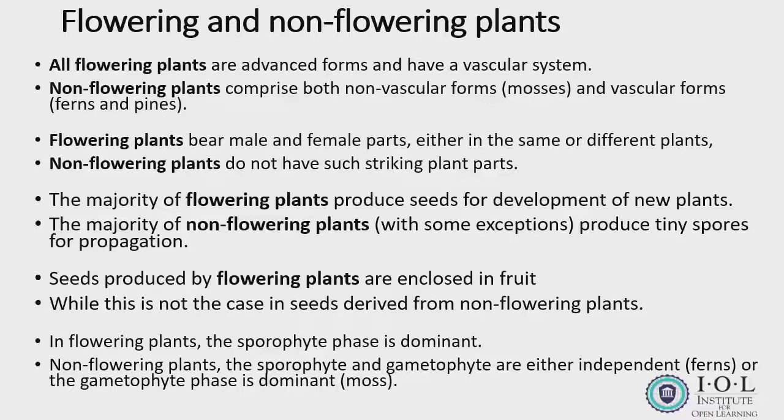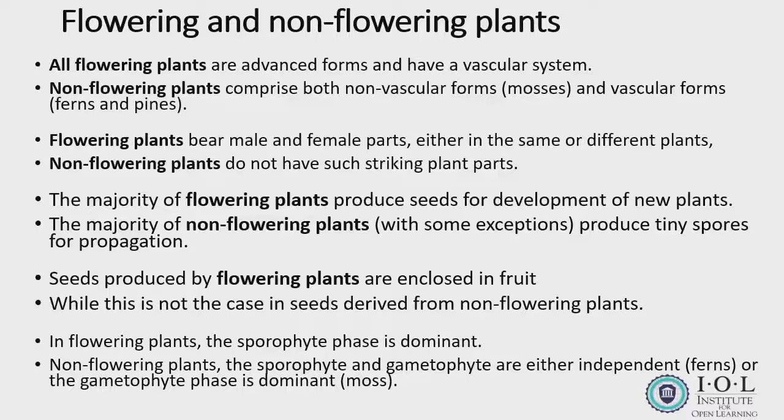Flowering plants have male and female parts, either on the same flower, on the same plant, or on different plants. But the non-flowering plants do not have such parts. The majority of flowering plants produce seeds, and these seeds are used for new plant development. The majority of non-flowering plants, with some exceptions, produce tiny spores for propagation.